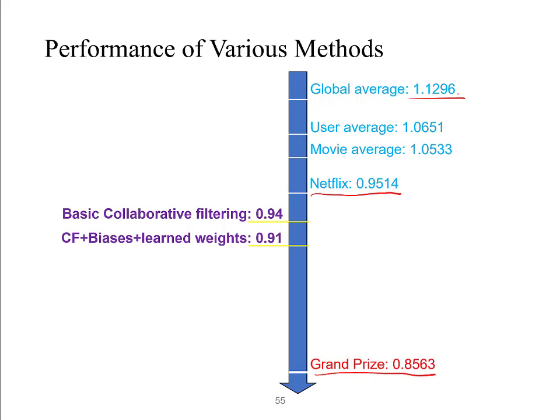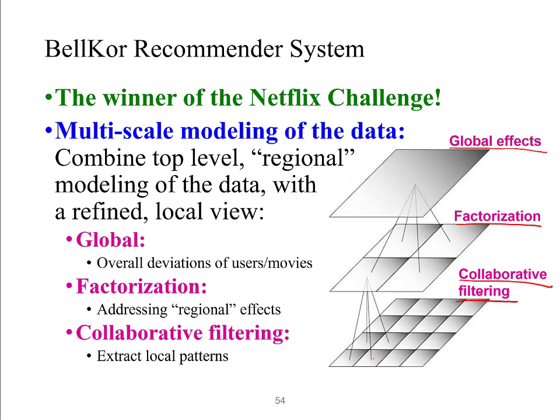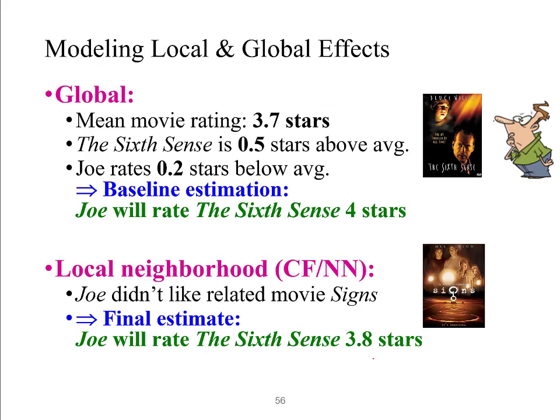And if we do the average on different users, we will have an RMSE like this. And if we do the average over movies, this is the number. If we use a basic collaborative filtering algorithm, this is what we can have. And if we use CF plus bias and plus learned weights, which you will see later, then we would have a better one, but not the best. So the best actually makes use of global effects, factorization, and collaborative filtering. So let's start from the global effects.